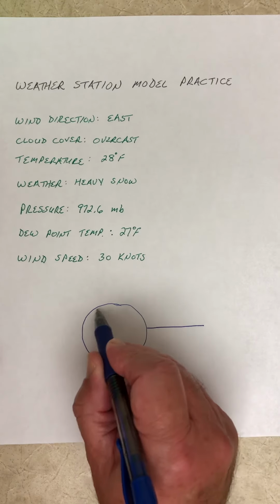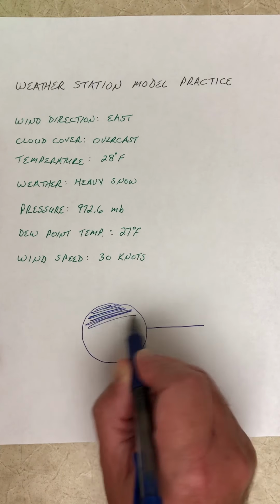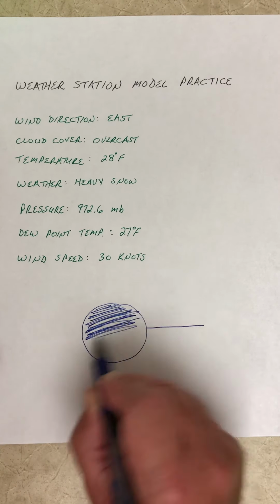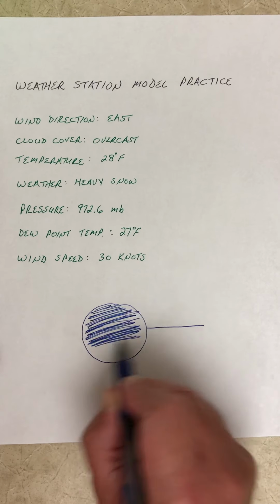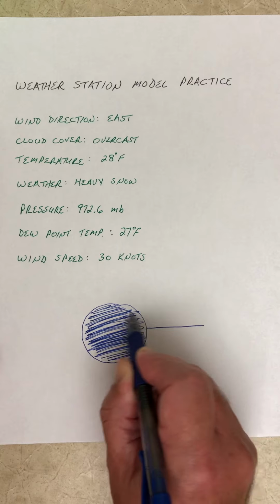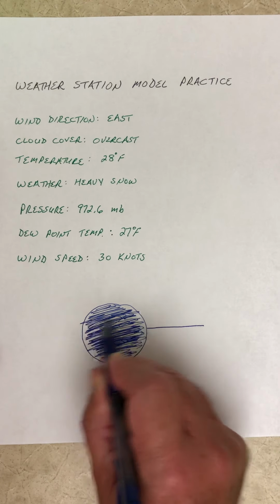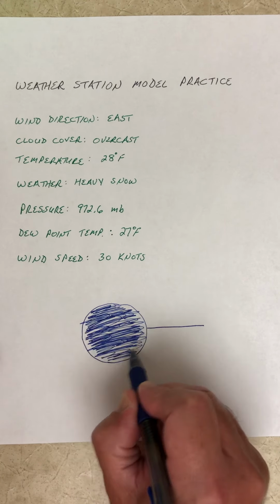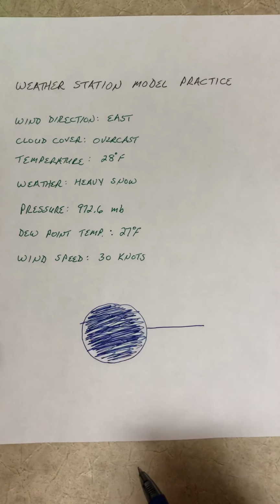The clouds are completely covering the sky. So this is where I made the mistake of making a circle too big. I'm going to try to fill this whole thing in. Okay, so there's a cloudy sky. The entire circle is filled in.